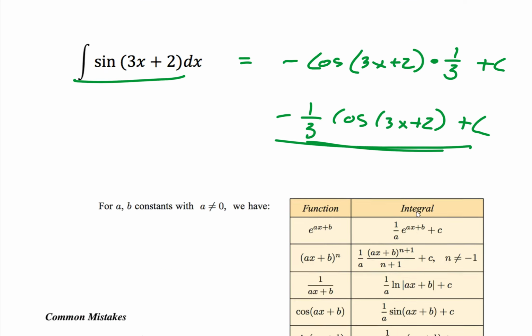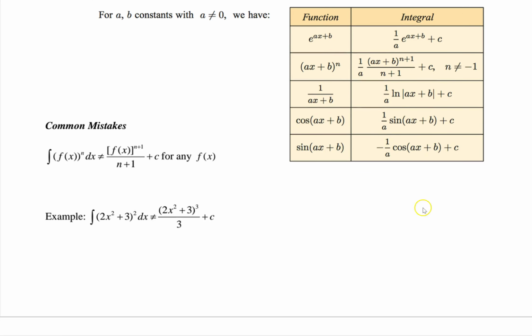To sum up, we have stuff like this. If it's an e, you just want to copy it and divide by the derivative of the inside. If it's a power rule, just do a chain rule: add 1 to the power, divide by new power, then divide by the derivative of the inside. If it's 1 over something, it's a natural log. And cosine and sine are the basics.